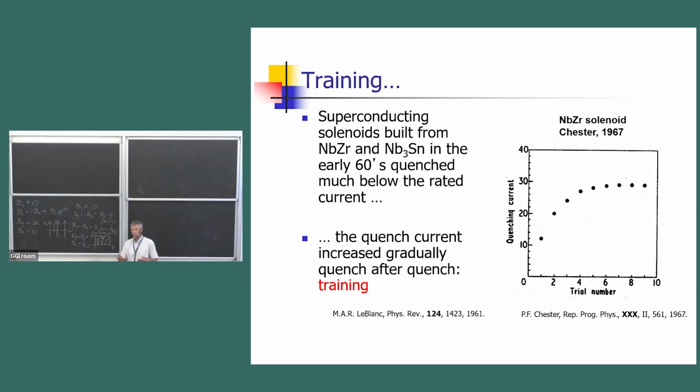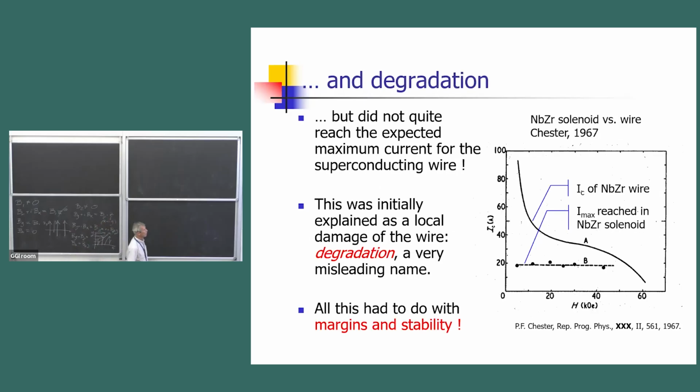So you get a phenomenon that was called training. Okay, so the magnet was getting better if you pushed it over and over. But they didn't quite reach what was expected to be the critical current. That's again the curve you see before. But all the quenches were actually limited to a current that was much below that.